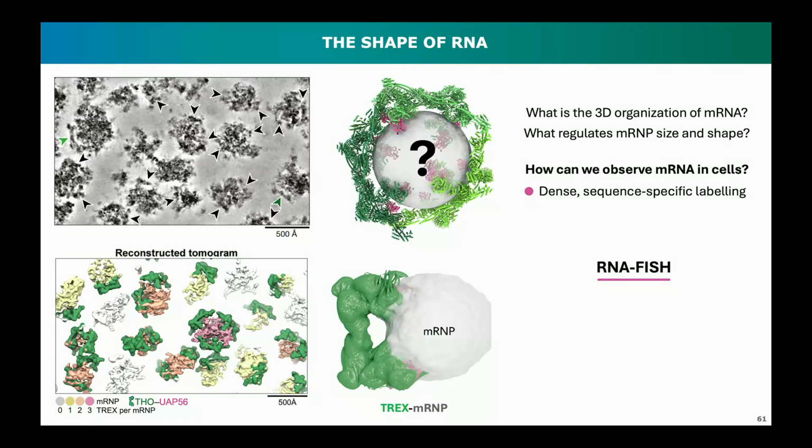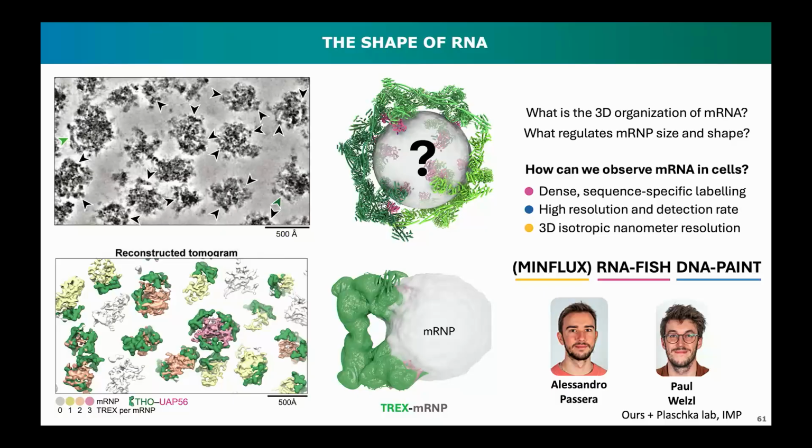RNA FISH is, of course, a good way to go, because you can label this dense object in a sequence specific way. You can couple this to DNA paint, because you can have addressability and high resolution and high detection rate, which is very nice for robustness. But if you want even more on this dense object, 3D MINFLUX might do well.